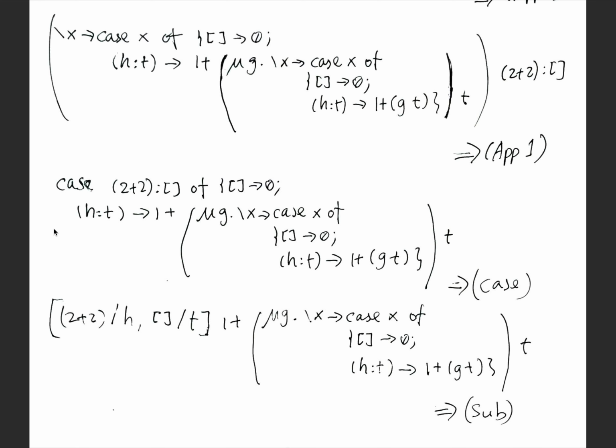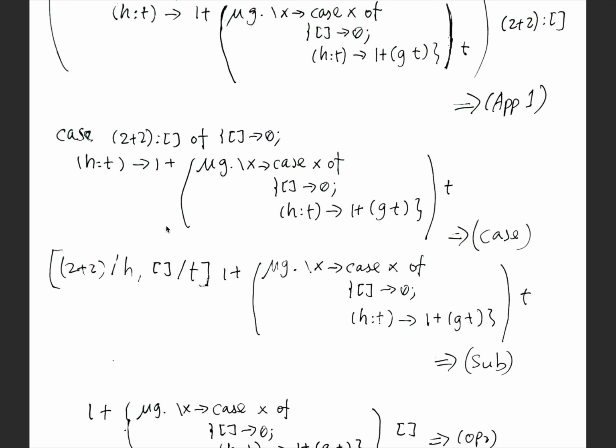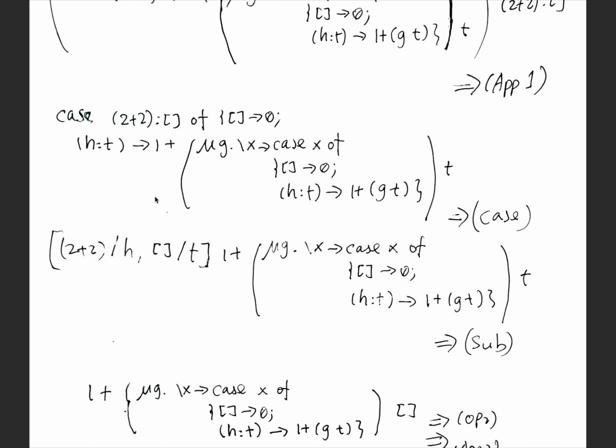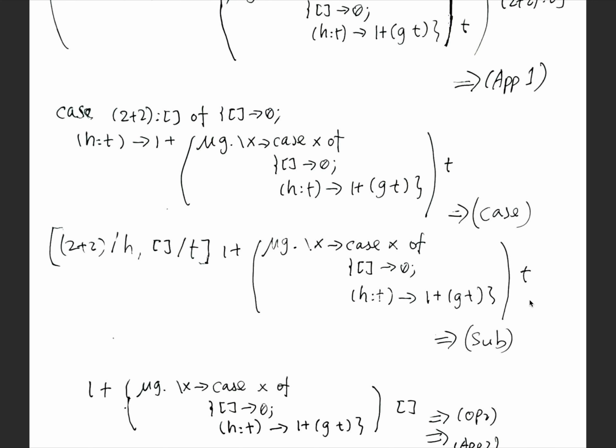Then now we have a case expression here, and again we apply the case1 rule because this is in weak normal form. We search for the pattern that matches, and in this case it matches this one. So we create a substitution of h and t again. In this case, h will be substituted by 2 plus 2 and t will be substituted by the empty list. We apply this substitution to the right hand side of the pattern clause and replace this t by the empty list.